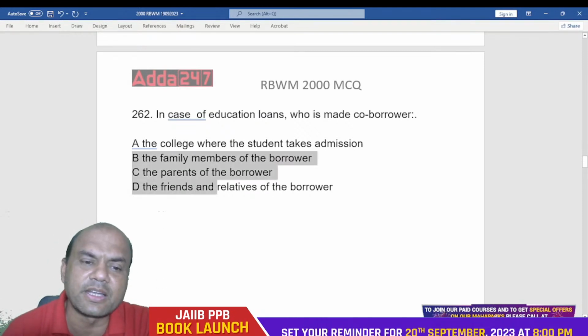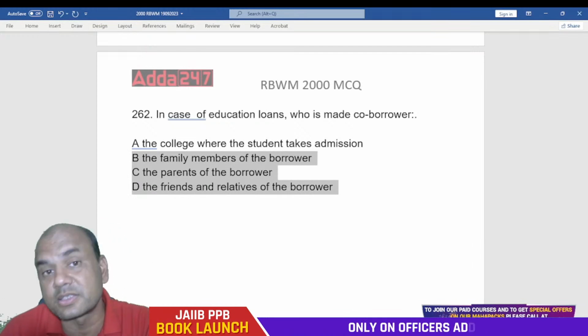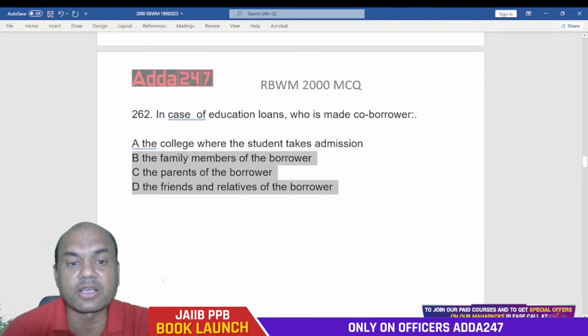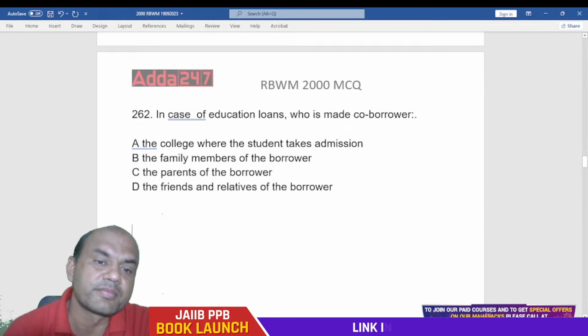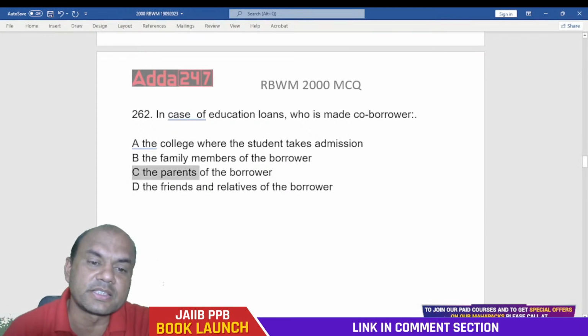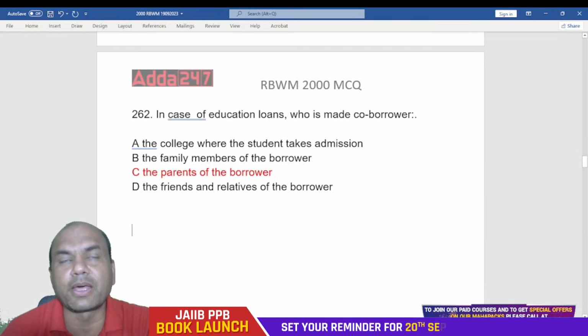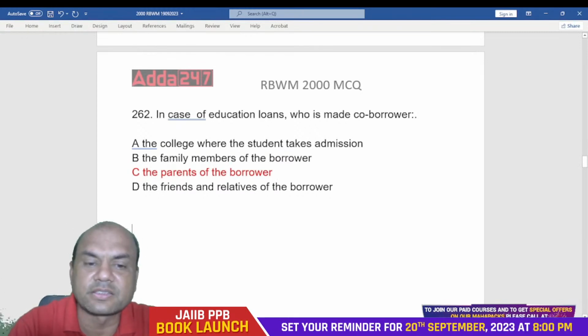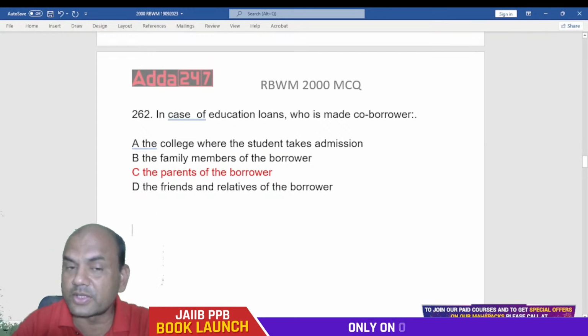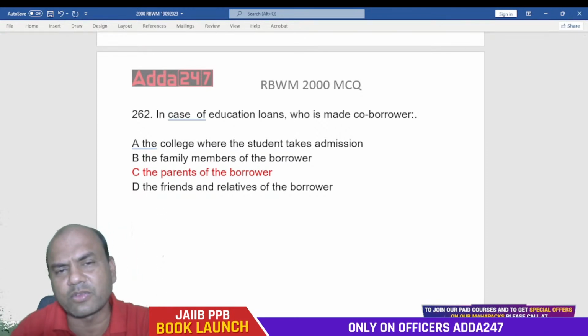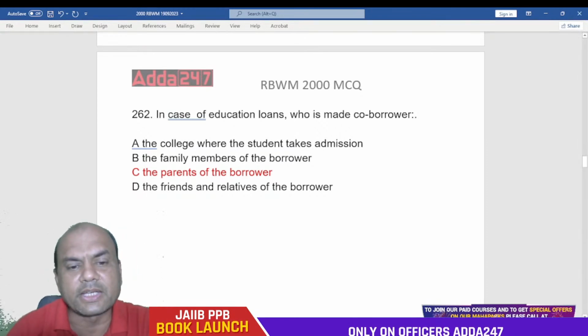See this, B, C and D, all of them are similar answers. But what is the correct answer then? The correct answer is this: parents. Parents of the borrower, meaning this student. Parents of the student are taken as the co-borrowers. Always remember this. Generally, the parents are taken as co-borrower.